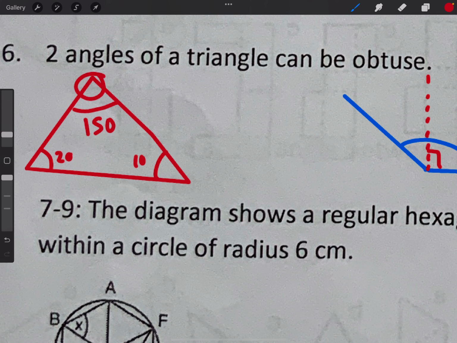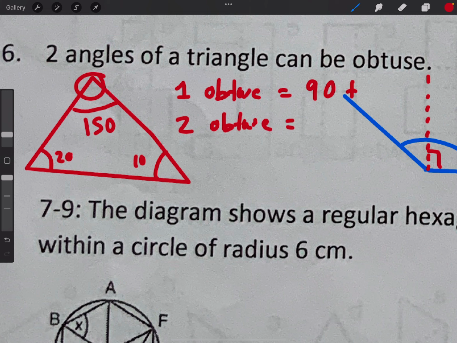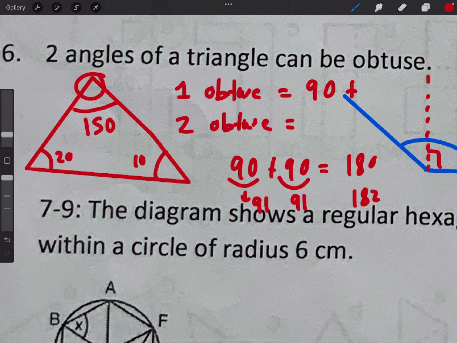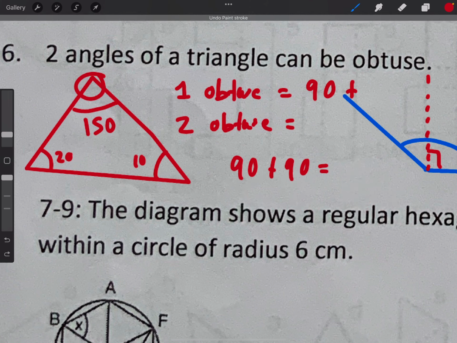If you have two obtuse, that means you have two angles that are more than 90 degrees. Can that happen? 90 plus 90 is already 180. Let's say we have an obtuse angle here, let's say 91, and another obtuse angle that's another 91. This will be 182, which is more than 180. So you can't have two obtuse angles in a triangle. You can only have one.